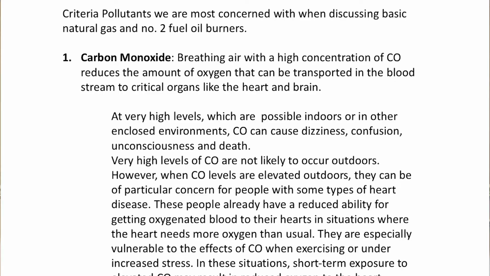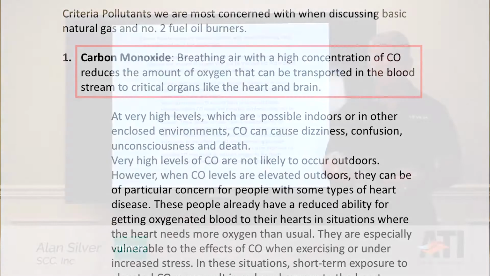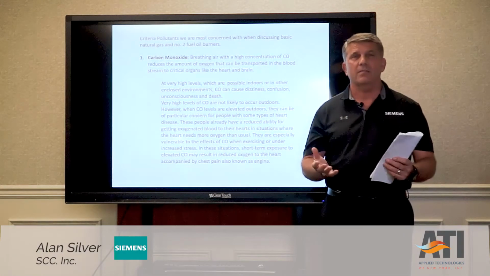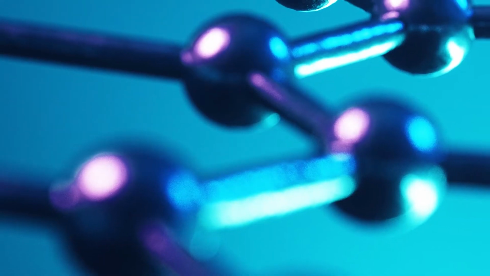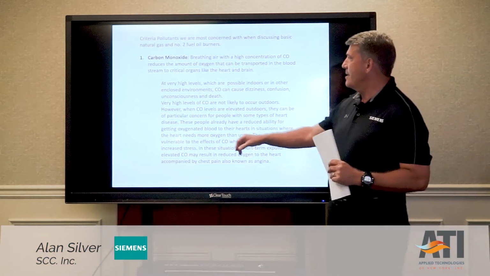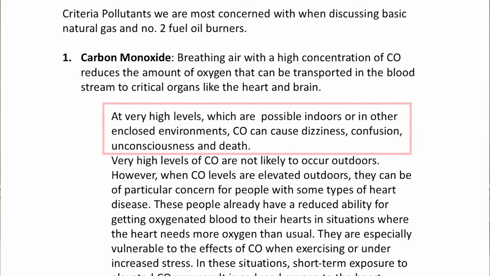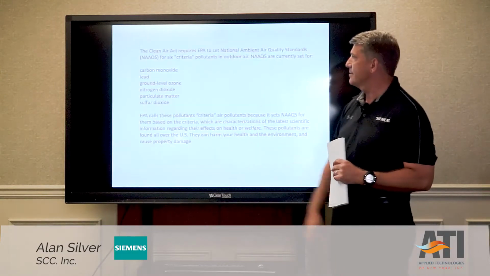Breathing air with a high concentration of carbon monoxide reduces the amount of oxygen that can be transported to the bloodstream into critical organs. So in other words, with high levels of carbon monoxide in the atmosphere, typically we're more concerned about indoor activities and carbon monoxide concentrations than outdoor. A lot of health issues can result. Exceedingly high levels of CO can occur indoors in confined spaces. It can actually result in death. So carbon monoxide is something we have to monitor. It's something we also have to monitor when we're actually doing combustion analysis.